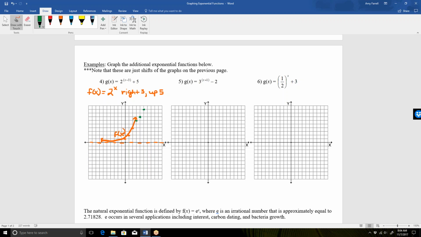Okay, then I'm going to take the asymptote. I'm also going to shift it. As I mentioned earlier, you cannot move a horizontal line right 3. Okay, it extends indefinitely in both directions, but you can move it up 5. So it's going to go up 5. 1, 2, 3, 4, 5. It's going to be right here now.